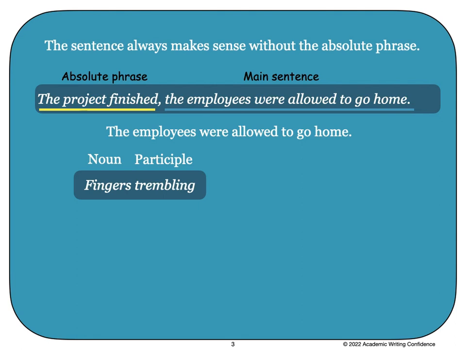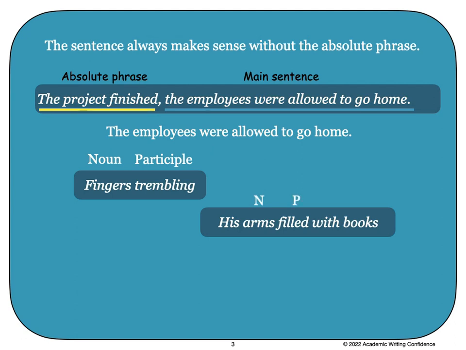We can also have an absolute phrase that looks like this. His arms filled with books. In this phrase, we have the noun and a participle. This time, a past participle ending in ed. But we also have some modifiers, some words that describe whose arms and what his arms were filled with.